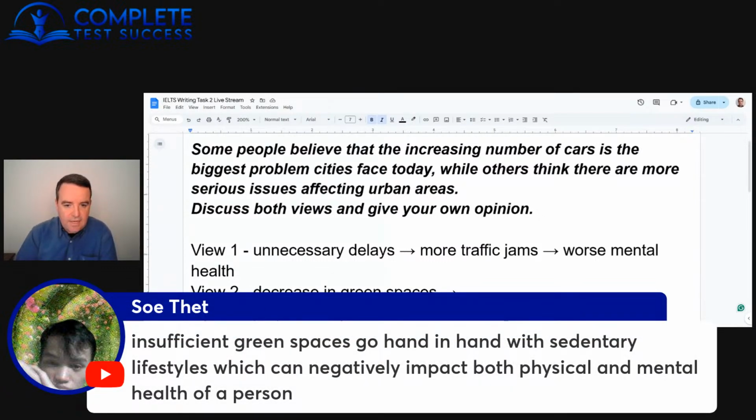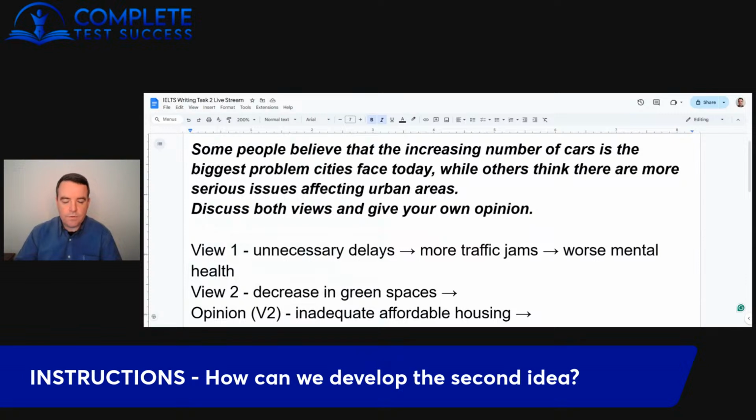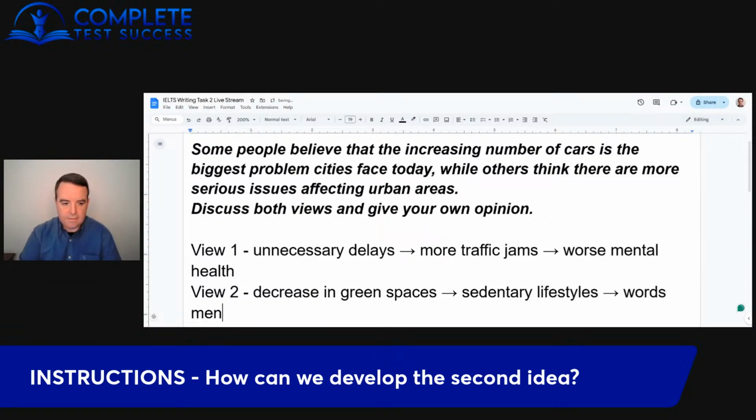Insufficient green spaces go hand in hand with sedentary lifestyles, which can negatively impact both physical and mental health of the people. Okay, that makes sense. So let's add that. You said it results in sedentary lifestyles, and then that results in worse mental and physical health. Okay, and that makes sense as well.